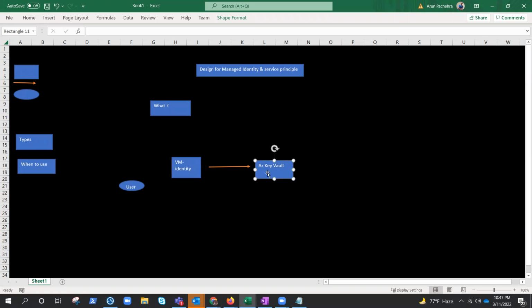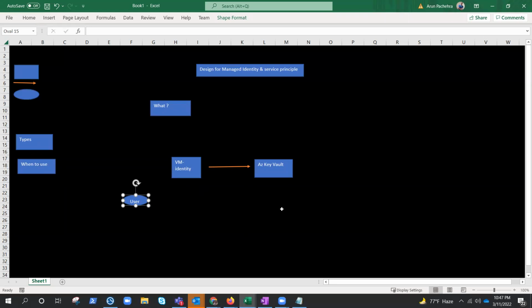Now, why is this VM accessing the Key Vault? Because it has to access the secret, certificate, or keys which are stored safely in the Key Vault. Or you could say there is an application running on this VM that needs to access some database, and the database credentials are stored in the Key Vault. This VM can talk to the Key Vault, grab the credentials, and then talk to the database. So nowhere is the secret visible. Nobody can access it. It is stored safely in the Key Vault, and to access that Key Vault, we have a managed identity on the VM.